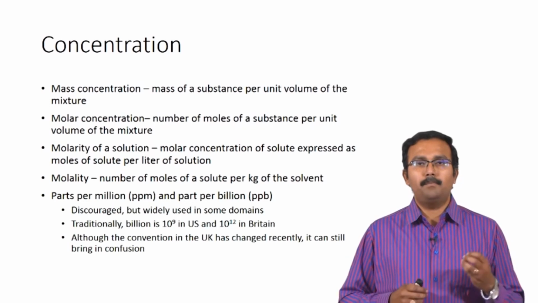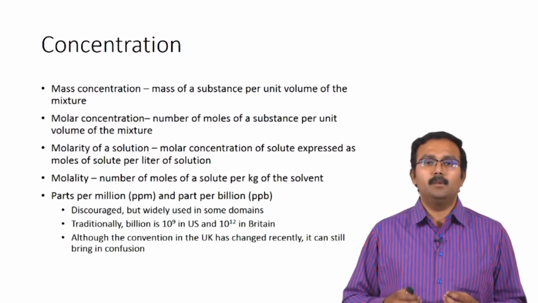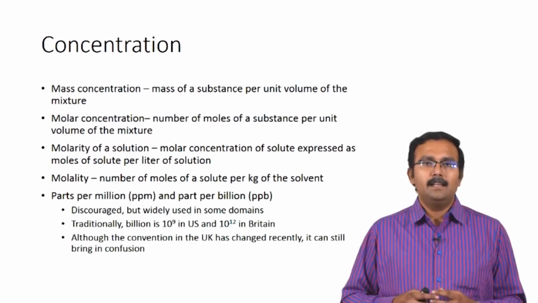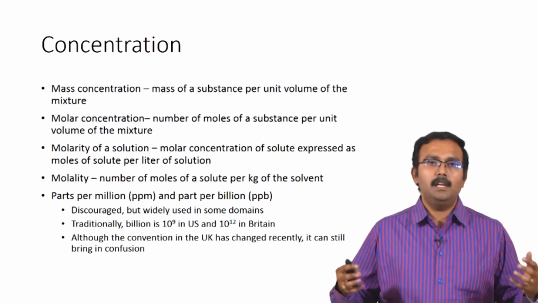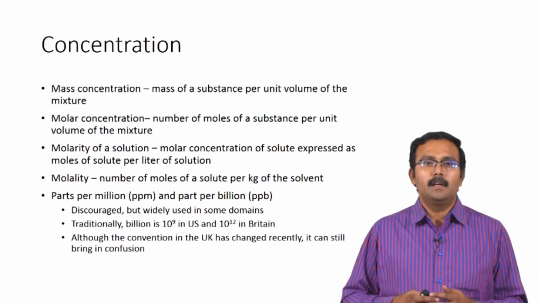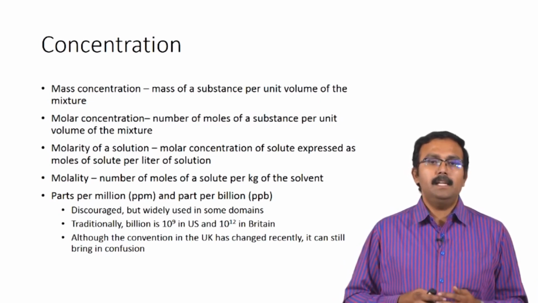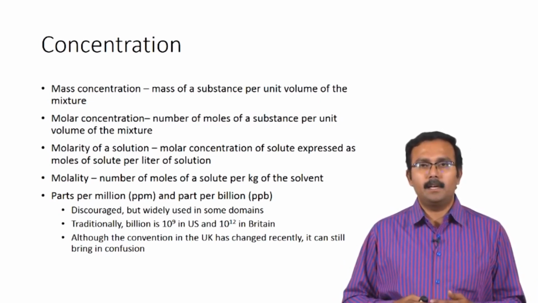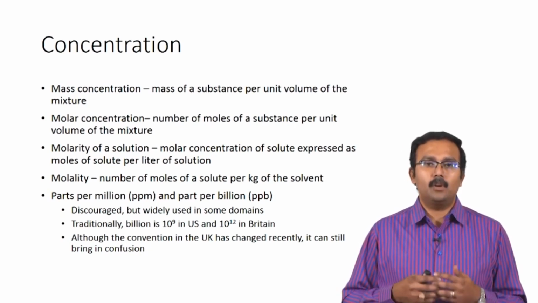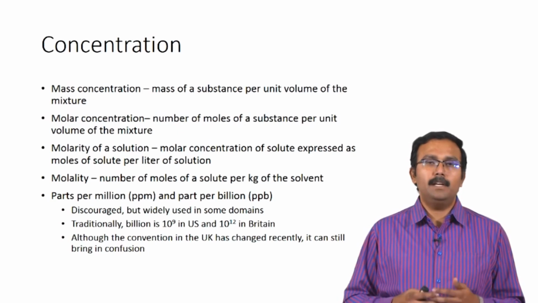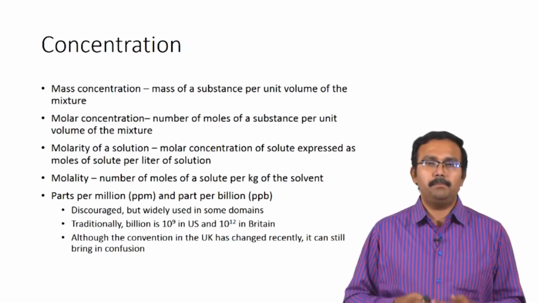You also have parts per million and parts per billion, which are also used. These are discouraged by the scientific community, but are still widely used in many domains. Traditionally, billion in the US is 10 power 9 and billion in the UK is 10 power 12. This can cause confusion, and it is better to avoid ppm and ppb terms as much as possible.